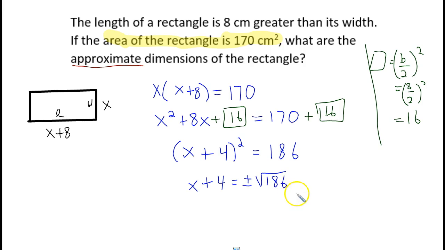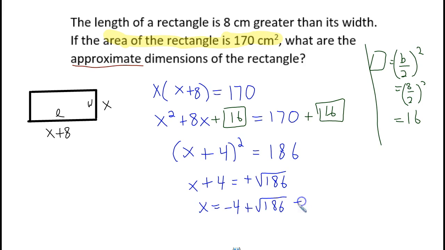Another thing that we want to think about: can the length or width of a rectangle be negative? And the answer is no. And since we can't have a negative length or width on our rectangle, this plus or minus, which is technically there for the completing the square, in this problem, we're not going to use the minus because we're not going to have a negative length or a negative width. So it's unnecessary. So as we bring this across, remember we have to bring the 4 across by subtracting. So it's going to be negative 4 plus the square root of 186.